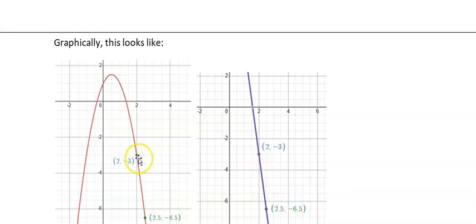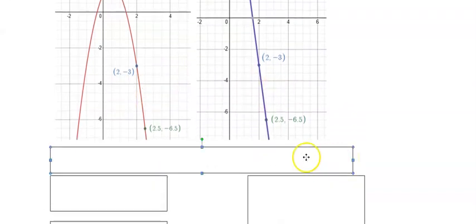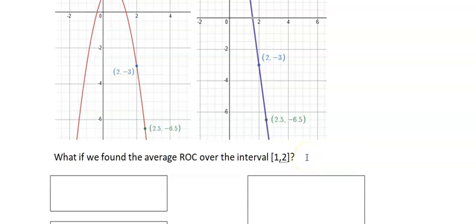So this interval went from 2 to 2.5. It was a span of 0.5. It was an interval of 0.5. And you can tell visually that those look quite similar. But if I looked at, let's say, a different interval, like suppose I wanted to find the average rate of change over the interval 1 to 2. So that is a larger interval from 1 to 2. That's an interval of 1.